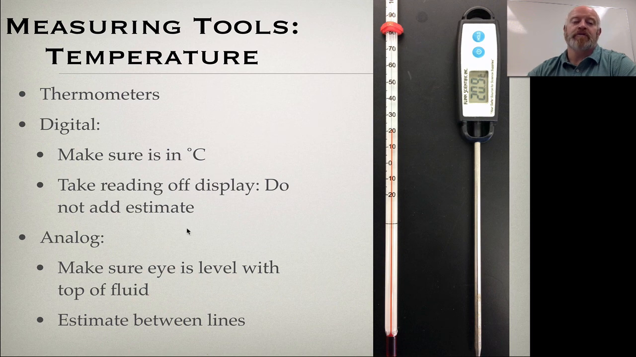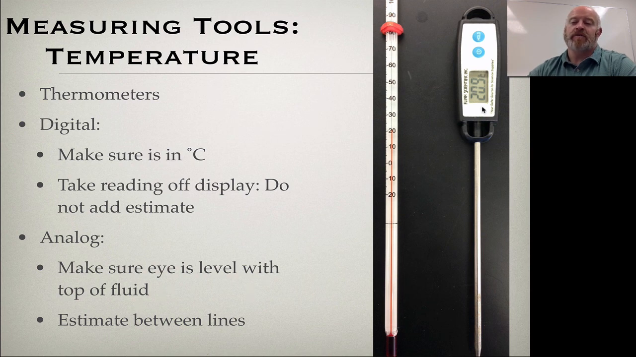And then second thing, for both thermometers, when you're taking a temperature, you always want to have the thermometer floating or suspended in the middle of that solution. You don't want them touching the glass on the outside or resting on the bottom, because it will take the temperature off the bottom or off the side. You kind of want to put it in the middle as you're taking temperatures with that kind of stuff. Okay. Again, with the digital display, don't add an estimate. With the analog one, here you do put an estimate in between those lines.